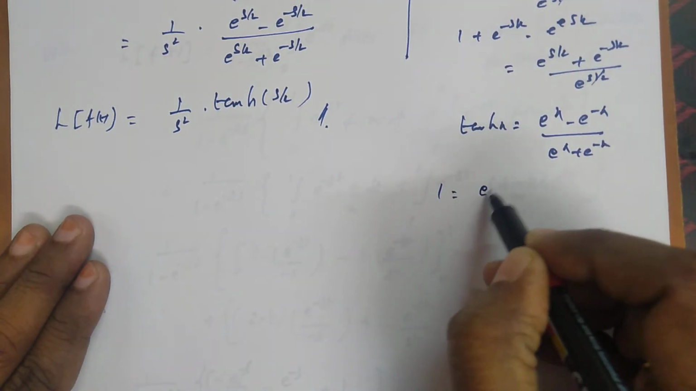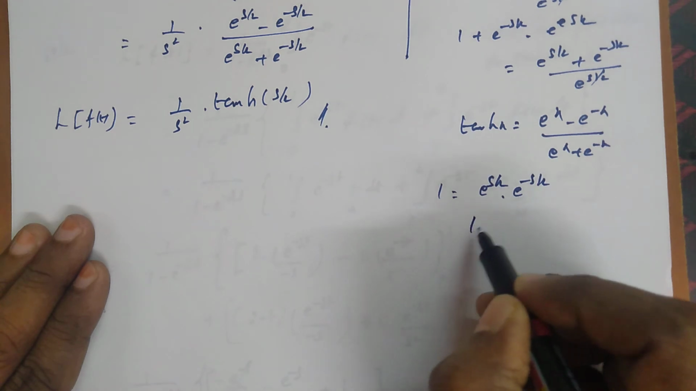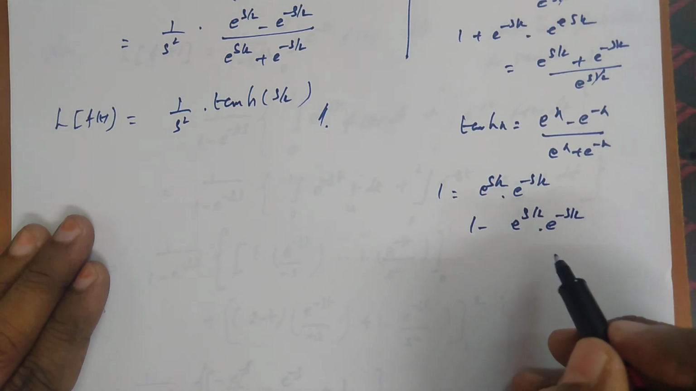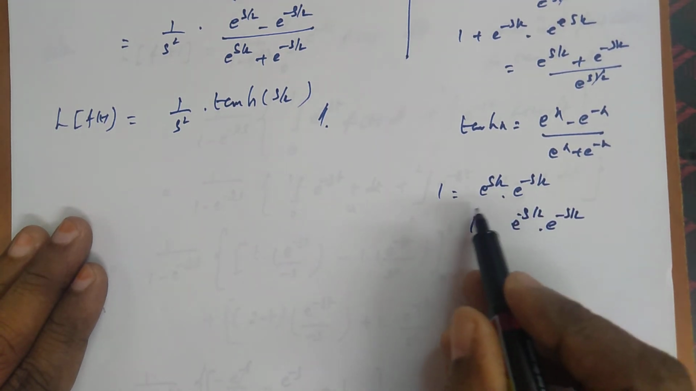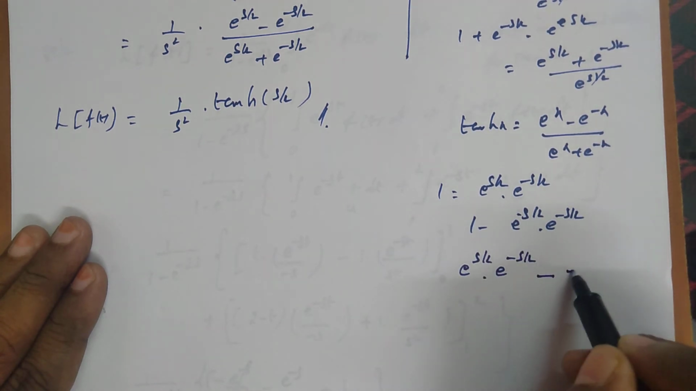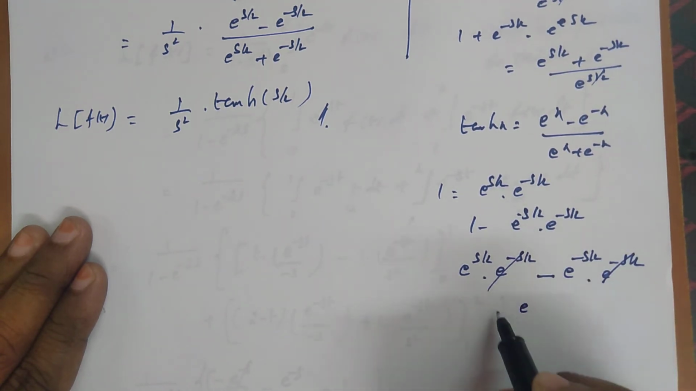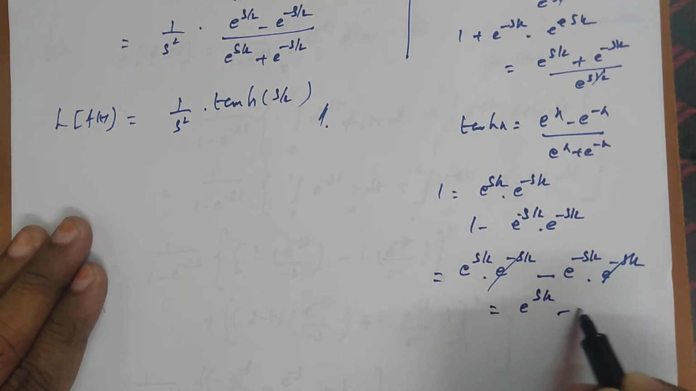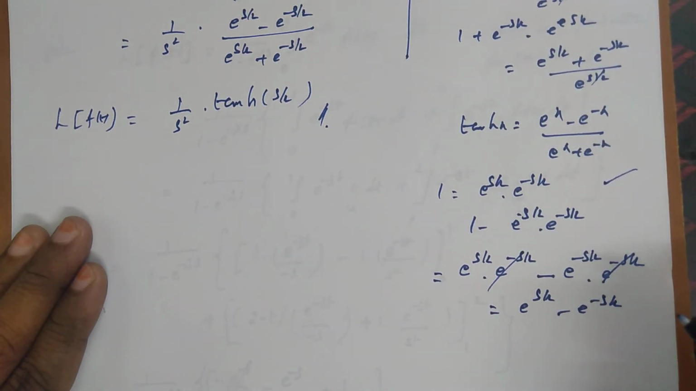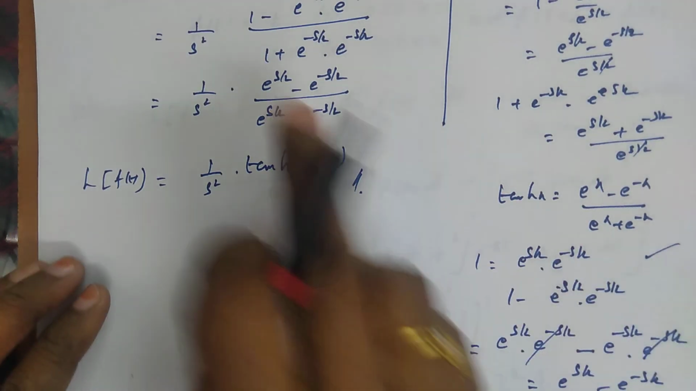And this is the way we can find out the numerator and denominator terms, or otherwise this 1 can be written as e power s by 2 into e power minus s by 2. Likewise also we can do that, 1 minus e power s by 2 into e power minus s by 2, okay, and this can be written as, instead of this 1, we can write e power s by 2 into e power minus s by 2 minus e power minus s by 2 into e power minus s by 2. We can cancel these two, which is equal to e power s by 2 minus e power minus s by 2. Either you can do this method or this method also we can follow. If these two methods are very difficult to follow, then directly you can write the answer like this, okay.